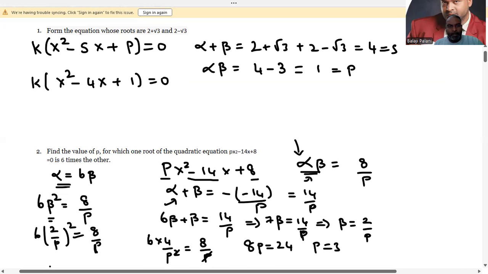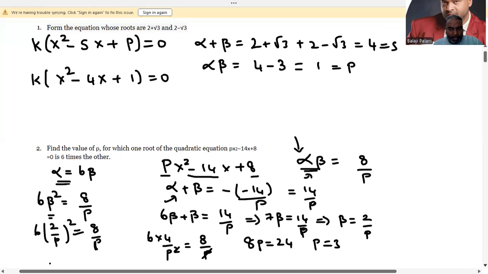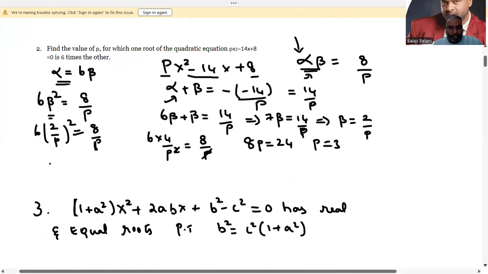Okay. All of these are most important in their categories. You might get different number-based questions, or p may not be in a but in b or c. That we are going to manage somehow. Okay. So, this question is to make clear how to use the condition alpha is equal to 6 beta.